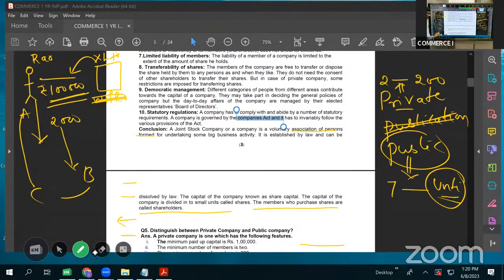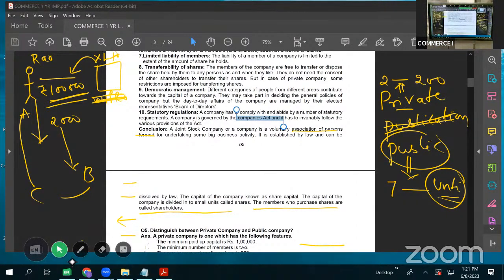Okay, so these were the features of a joint stock company. Again, this is also very important. We learned three answers: advantages and disadvantages of sole trader, advantages and disadvantages of partnership, and then features of joint stock company. Three are important.